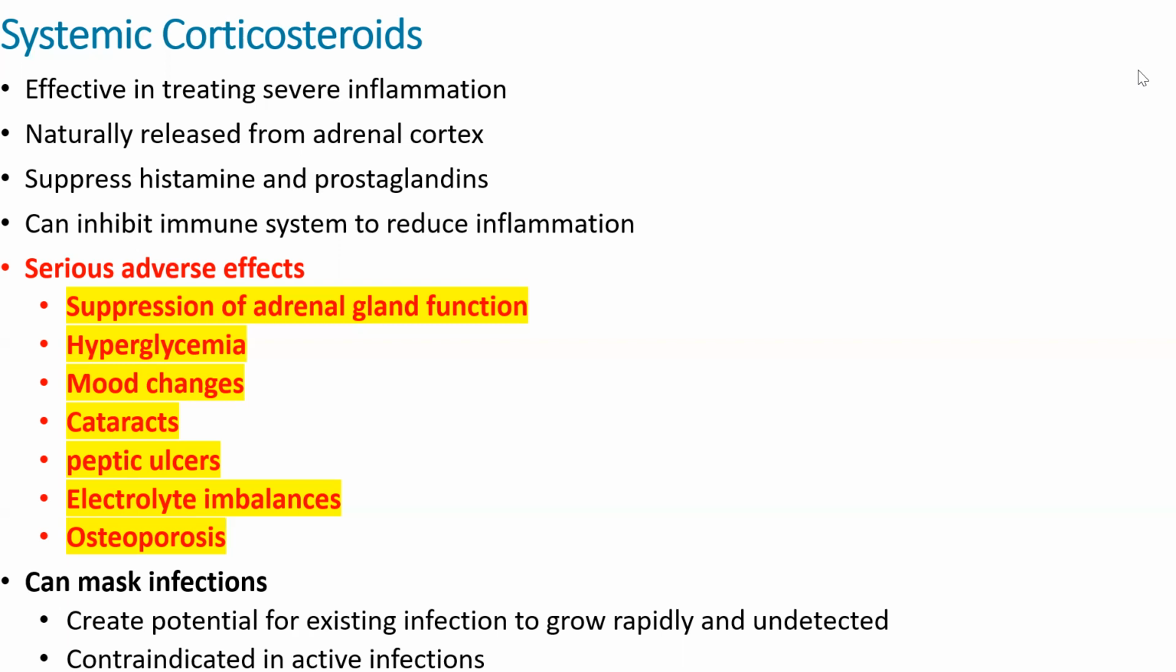Now, the serious adverse effects of steroids. First, suppression of the adrenal gland function. So that will result in immunosuppression. So it will suppress the immune system. And decrease, because there will be decreased steroid or cortisol production.